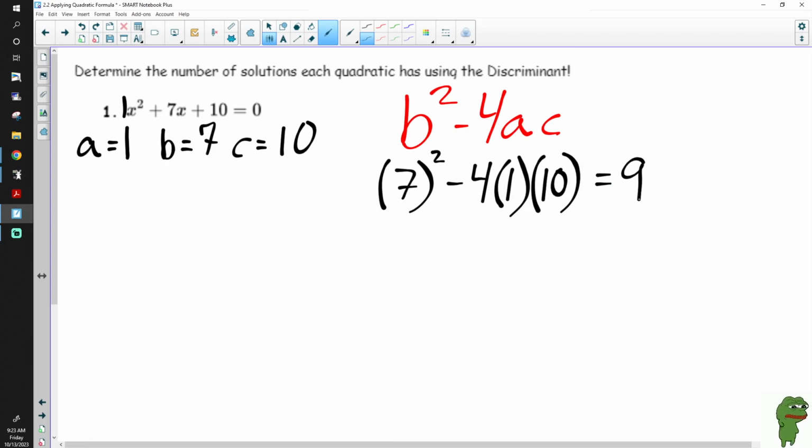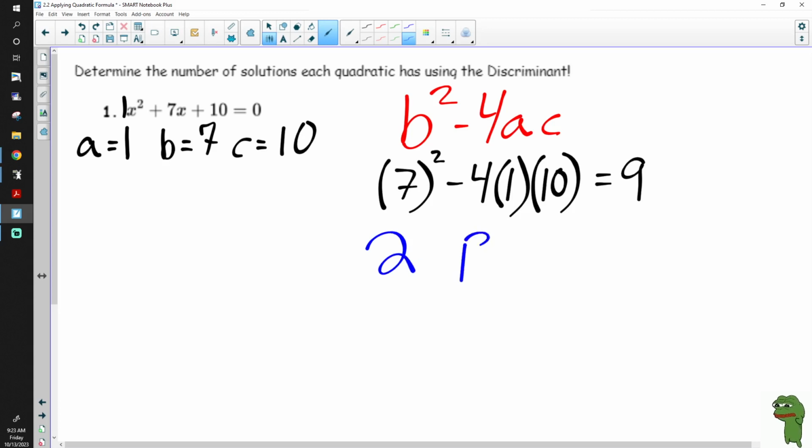That doesn't mean the quadratic's answer is 9, but if we look at our little chart, 9 is a positive number, which means what type of solution and how many solutions will this quadratic have? If it is positive, what happens? Positive means 2 real solutions. That's all we're doing.